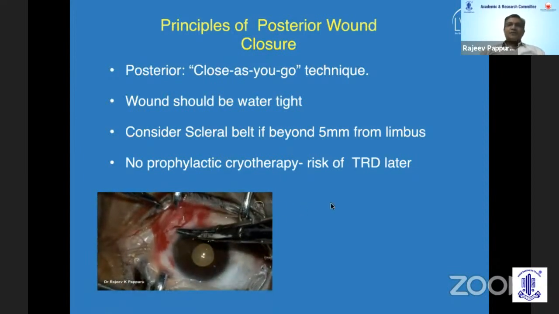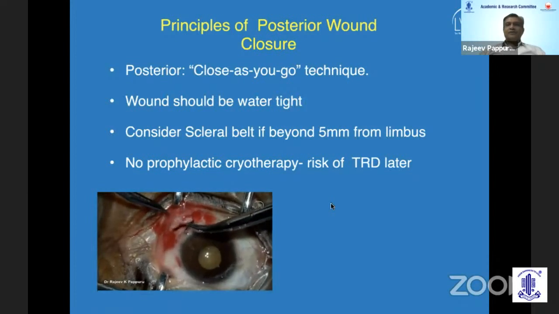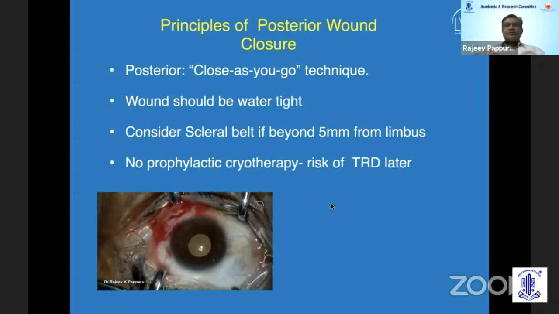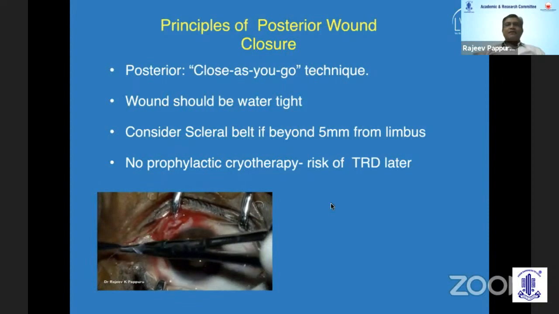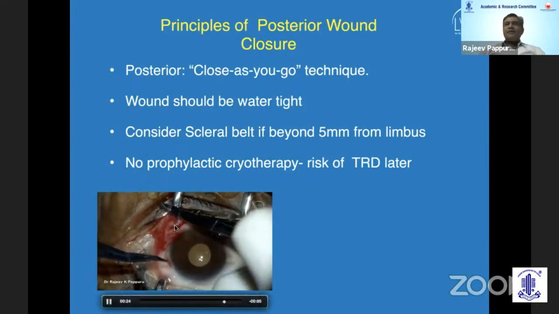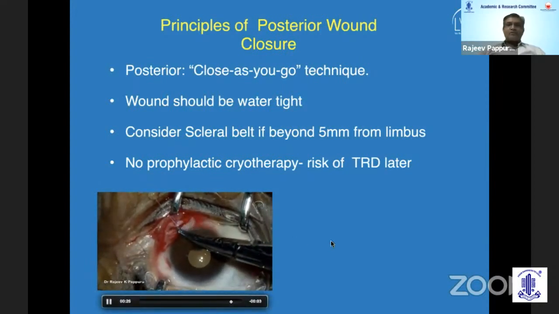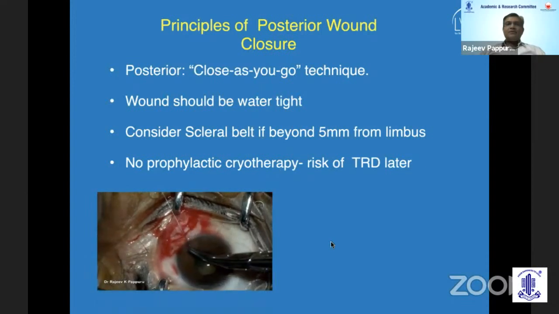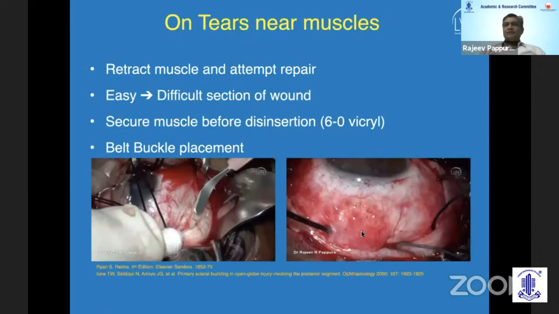Consider the scleral buckle if it has gone beyond 5 millimeters of the limbus, and don't do a prophylactic cryo thinking that you have created a break and so you need to do a scleral cryo to prevent the retinal detachment. In fact, that will make it worse and will cause a tractional detachment. It will aggravate the situation.